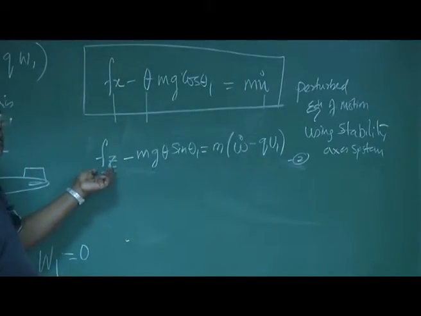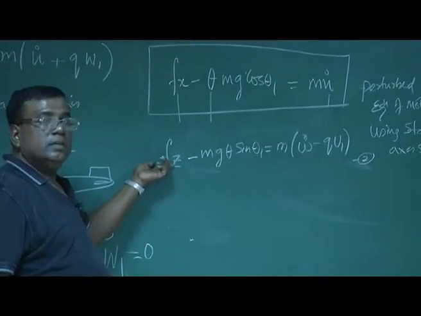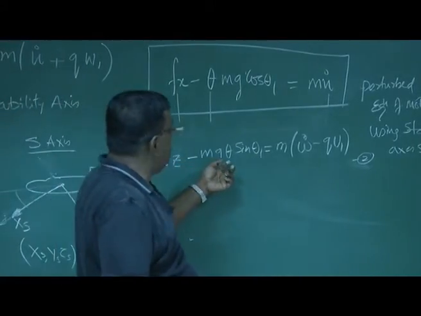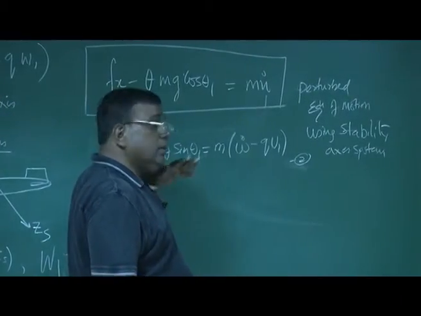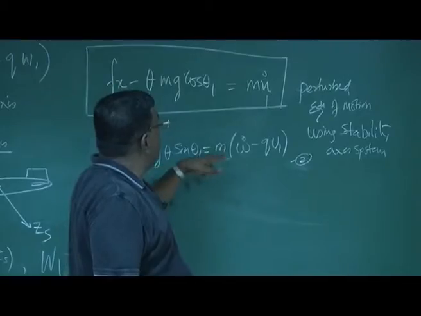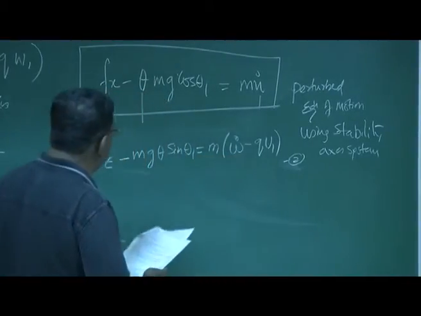F_z means the perturbed aerodynamic force along the z direction, the body fixed direction. Theta is the perturbed quantity. Theta 1 is the steady state value of theta at equilibrium, and w dot is a perturbed acceleration. Q is a perturbed quantity.